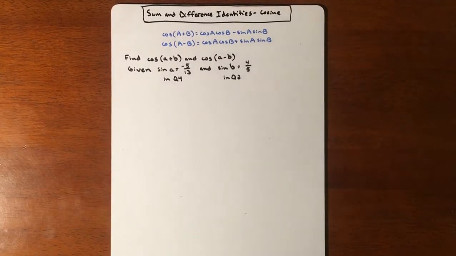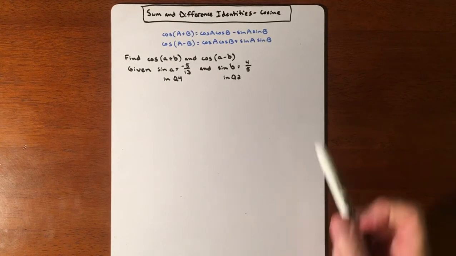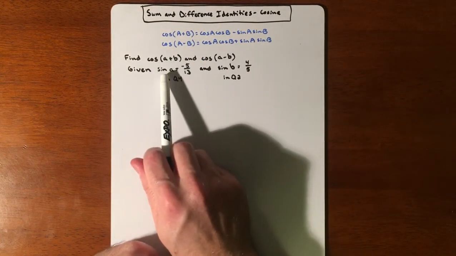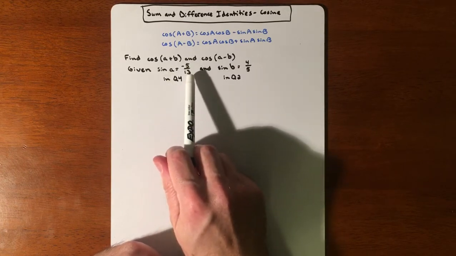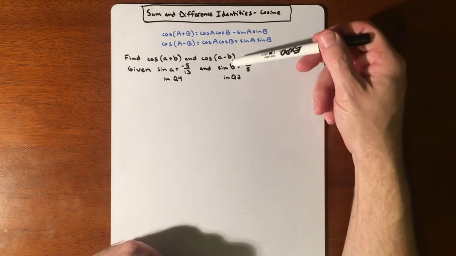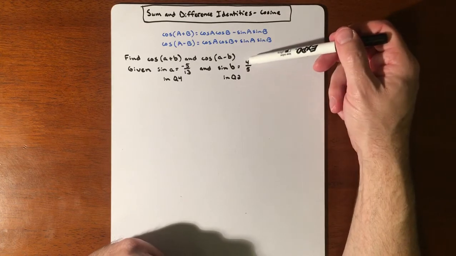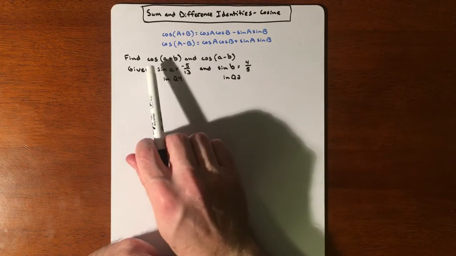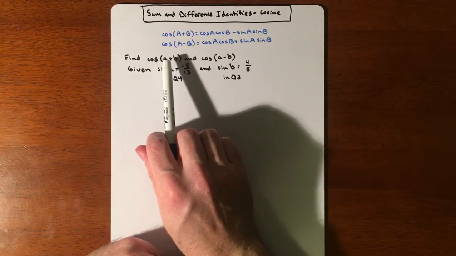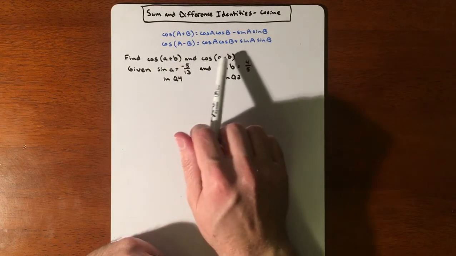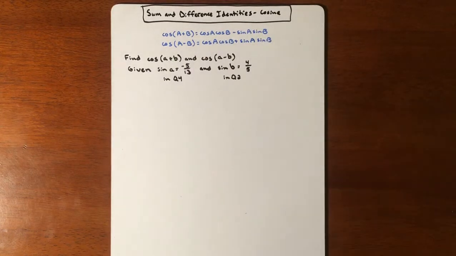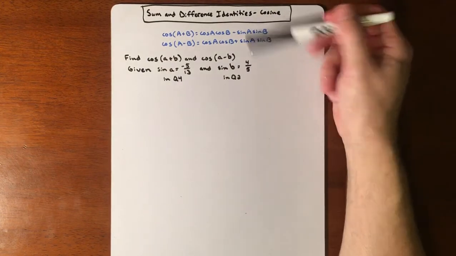In this example of sum and difference identities involving cosine, we are going to be given that sine of some angle is going to equal negative 5/13 in quadrant 4. Sine of a different angle is equal to 4/5 in quadrant 2. From that given information, we go on to try to figure out what cosine of angle A plus B is and cosine of A minus B. Now, at no point are we actually going to figure out these angle measurements. We're just going to be creating a triangle, filling in the rest of the values, and applying the formulas.